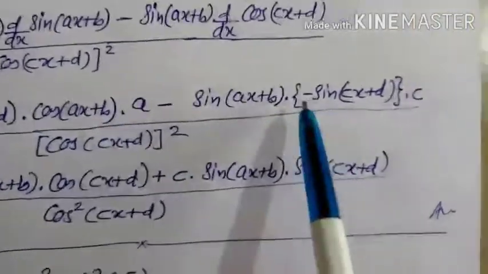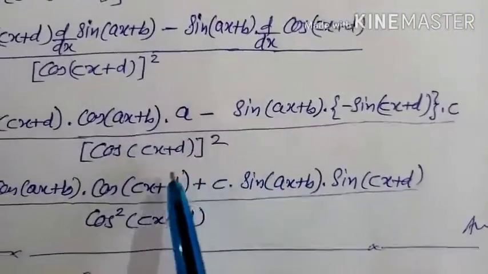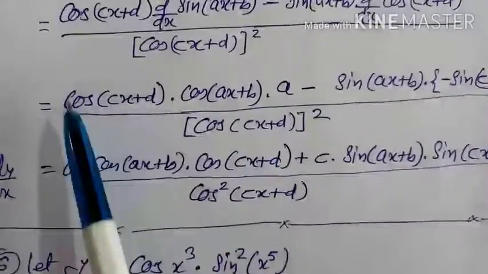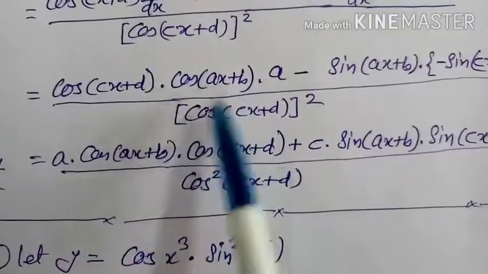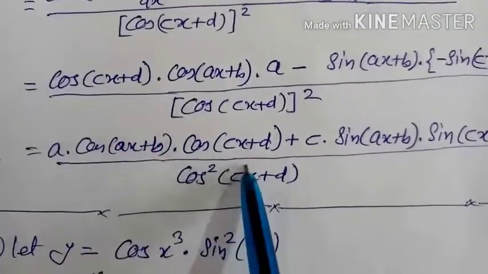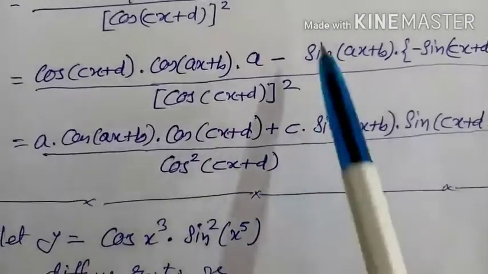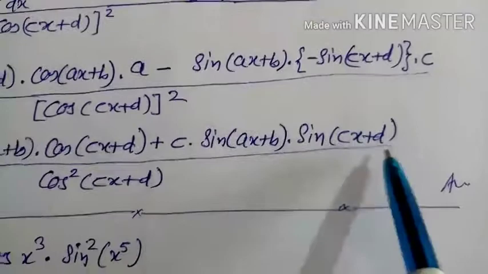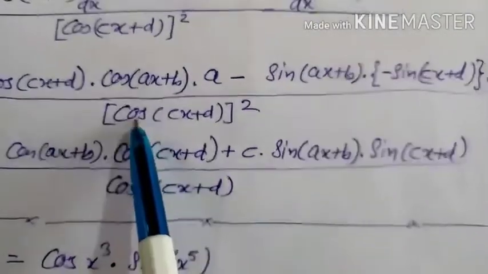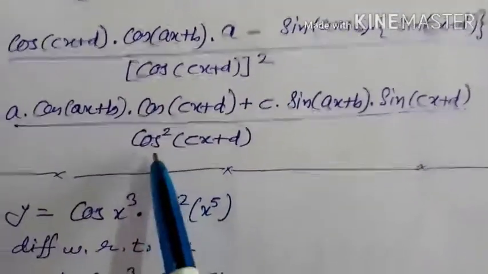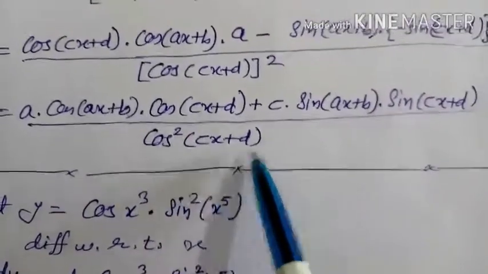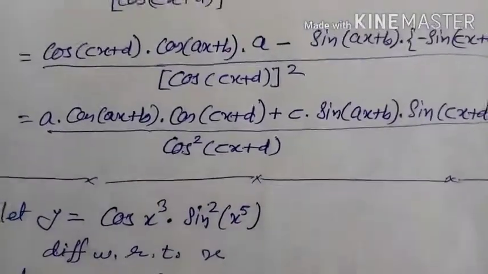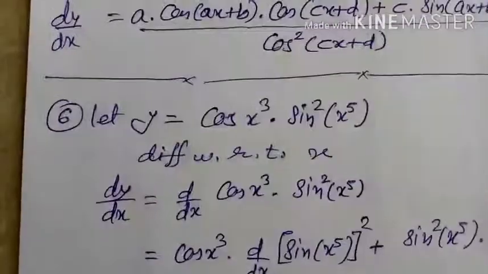So this is our answer. In the next step, write minus minus plus. So first write a, so a into cos(ax + b) into cos(cx + d), plus this is c, minus minus plus, sin(ax + b) into sin(cx + d) upon cos(cx + d) whole square. You may write it like this, cos square (cx + d). This is our answer. Next question number 6.